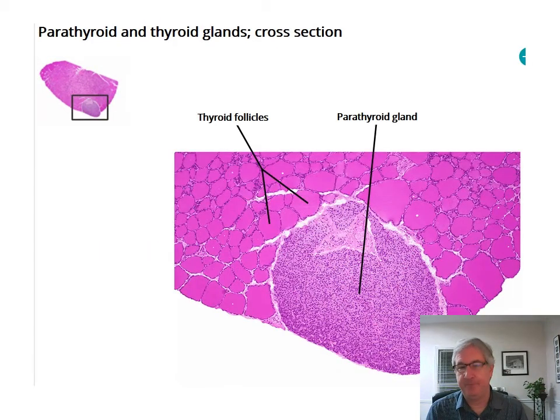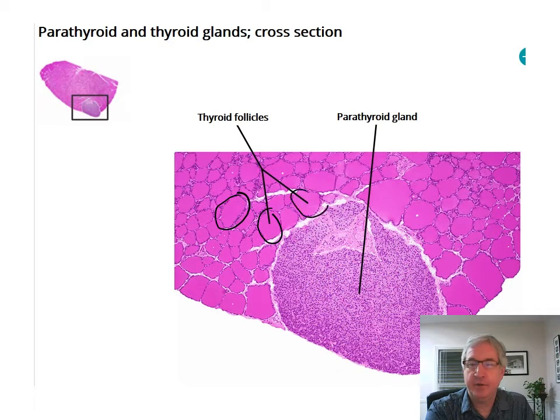All right, next slide. Here's a higher magnification view of parathyroid and thyroid glands. Here's the thyroid gland. This has the follicles. There's one there. Here's one here. Here's one here. So you can easily see them now. And here's the parathyroid gland, and you see the whole thing here.